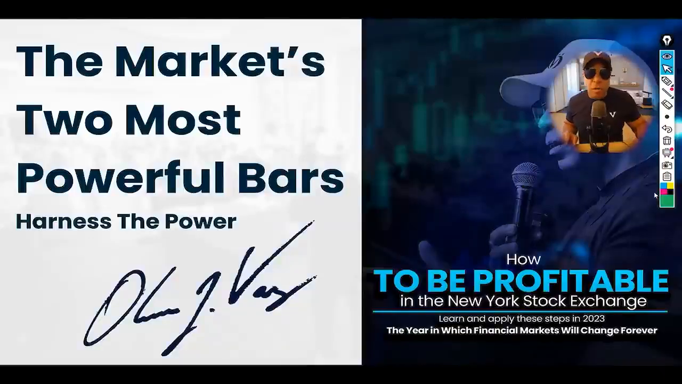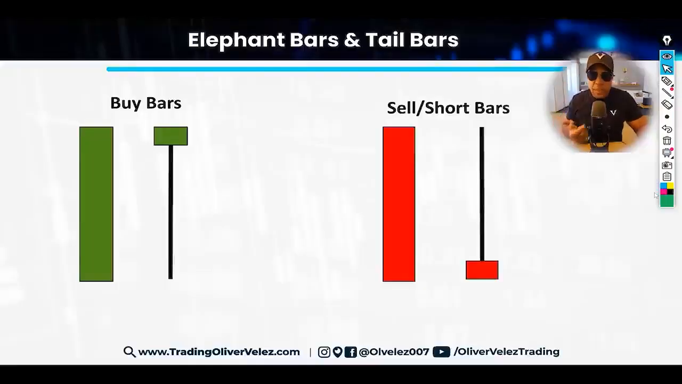All right, the market's two most powerful bars. Now, of the 13, I'm pulling out the two that possess the most power. There's 13, but these are the two most powerful. Of course, I'm not going to cover 13. Not only do I not have time for that, but that's for my traders. But anyway, we will cover two today. And the two are very simple. They're what I call elephant bars and tail bars.